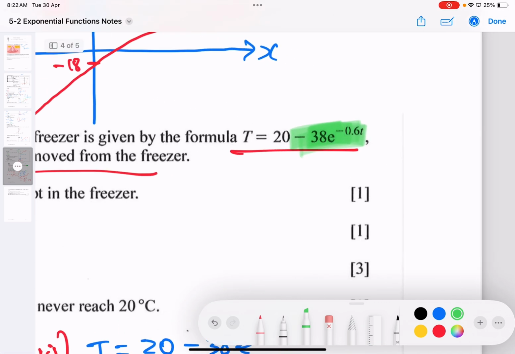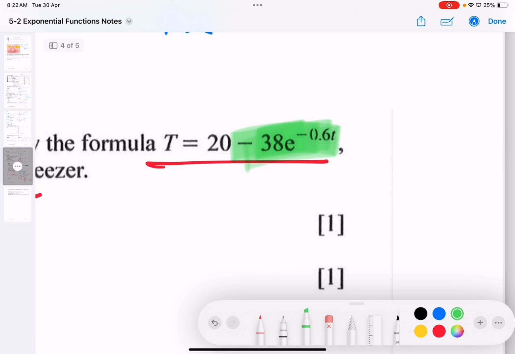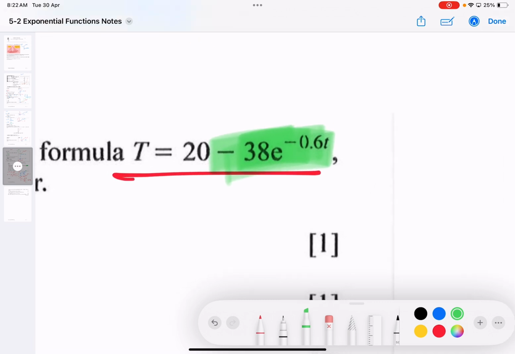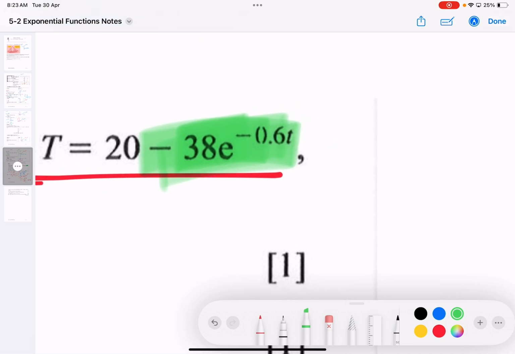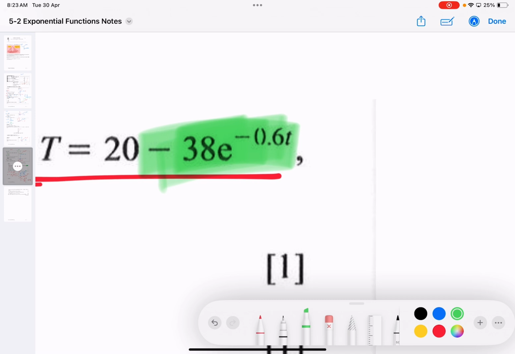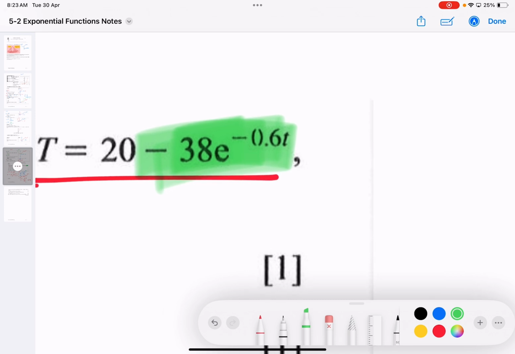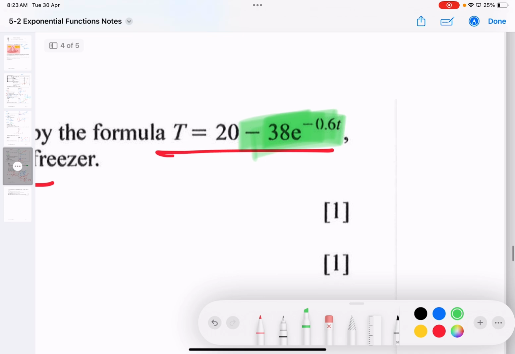Okay, I'll give you some time to write that down. I repeat again, for those of you who didn't get it, it's because this exponential function approaches 0, but it will never reach 0. It will only approach 0.